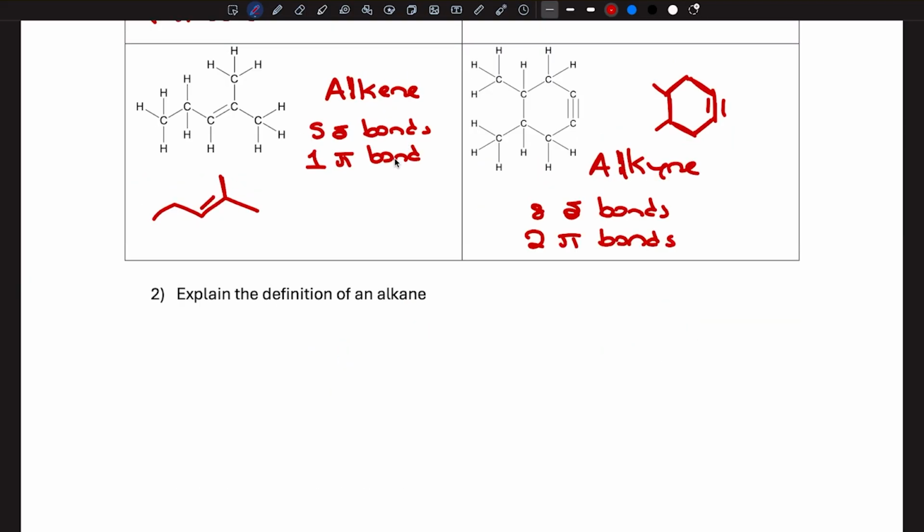The last 3 questions are really just definition questions, and we actually defined these before we even began the worksheet. The first question is asking us to explain the definition of an alkane. Now, an alkane is a hydrocarbon that contains only carbon-carbon single bonds, or sigma bonds.